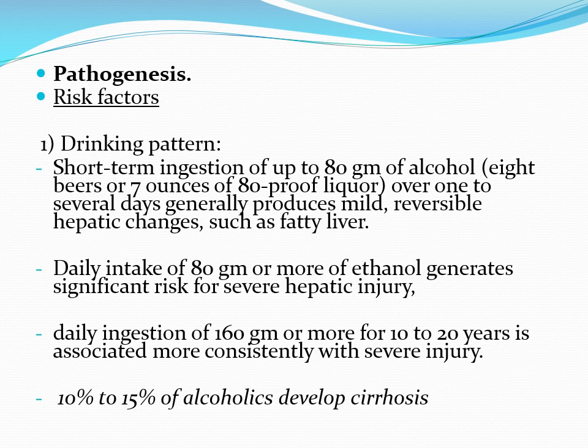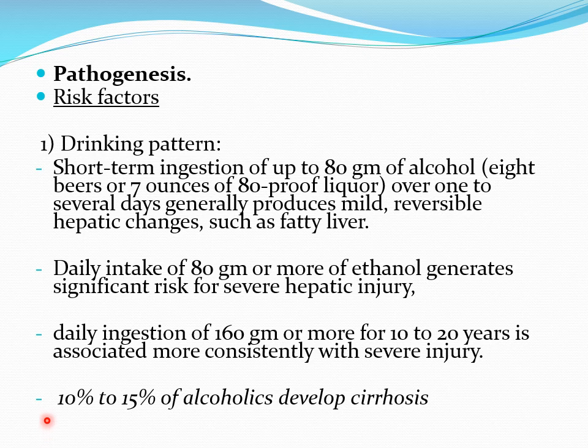The pathogenesis of the liver disease depends on many risk factors. First is the drinking pattern. Short-term ingestion of about 80 grams of alcohol, often taken for several days, will develop fatty liver. If a daily intake of 80 grams is taken, it will generate hepatic injury, so hepatitis occurs. But if more than that, about 160 grams or more, is taken daily for about 10 to 20 years, it will definitely be associated with liver injury and lead to cirrhosis, hepatocellular carcinoma or other complications of cirrhosis.